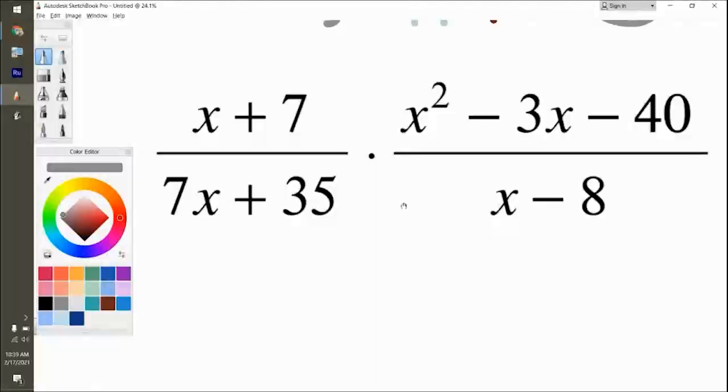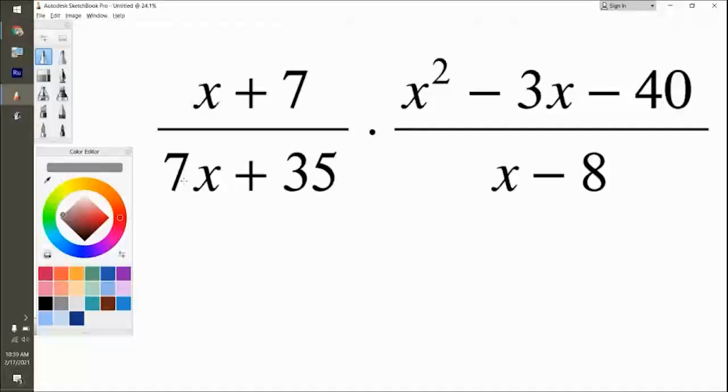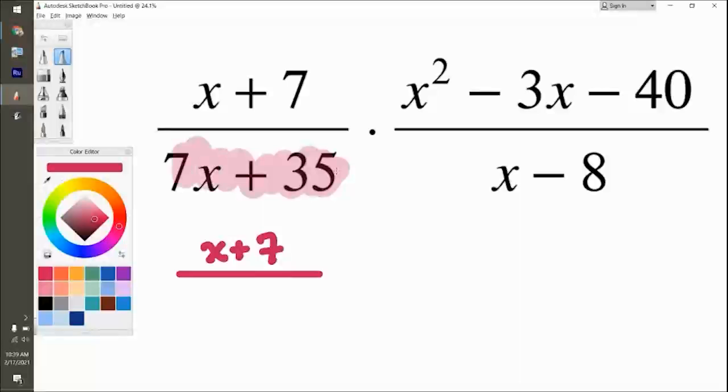Okay. So step 1 for this would be to factor everything out as much as humanly possible. So we're going to do that real quick. X plus 7 is already factored, so I'm just going to rewrite it. What can I factor out of this thing right here? What can I factor here? Anybody? What's the 7? Right. So factor out of 7, you get 7 times x plus 5.